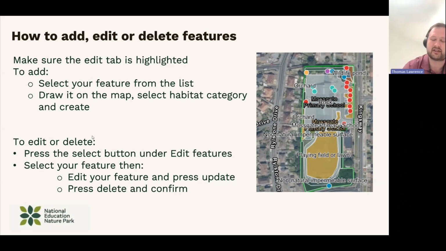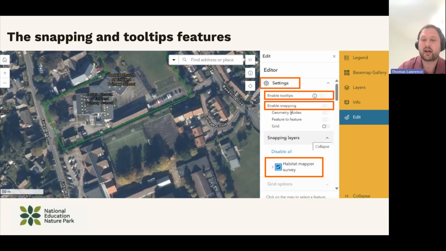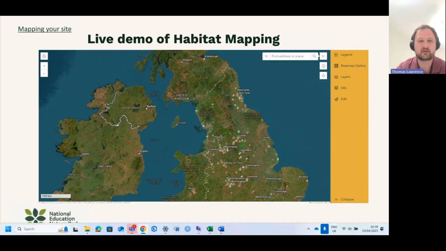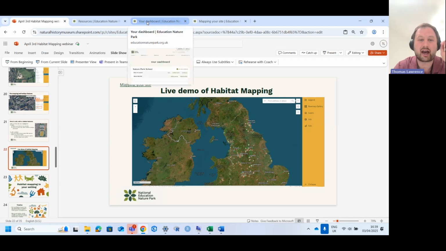If you're editing and deleting, you also want to make sure that the edit tab is highlighted, and you are then going to click on this button right here to edit features, and then you click on your feature and you can delete it or you can refine the shape. But again, we're going to go over this in just a moment when we do the live demo, which is right now. So, how to access the habitat mapper.